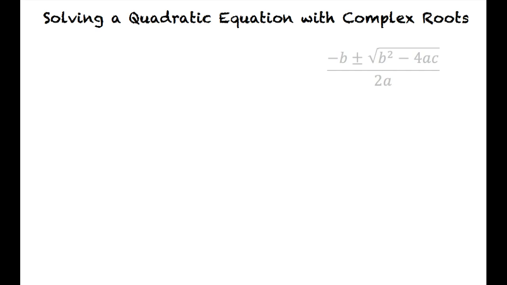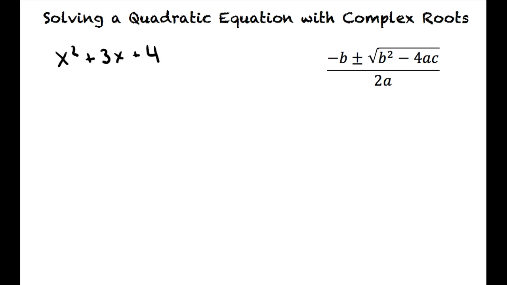Good question. The quadratic formula is x equals negative b plus or minus the square root of b squared minus 4ac all over 2a. If the discriminant, which is the value of b squared minus 4ac, of this equation is negative, we will end up with complex roots. If you need a refresher on what a complex root is, check out the topic video, Adding and Subtracting Complex Numbers. Let's take a look at an example.